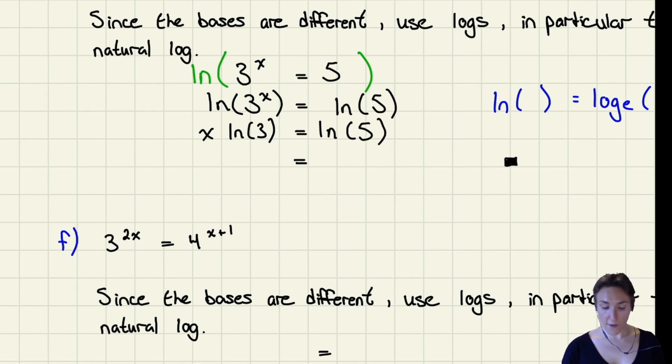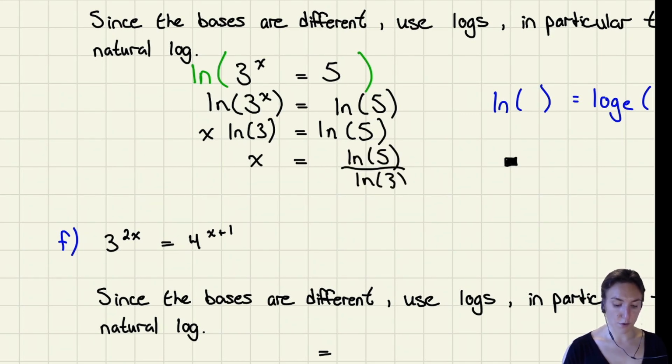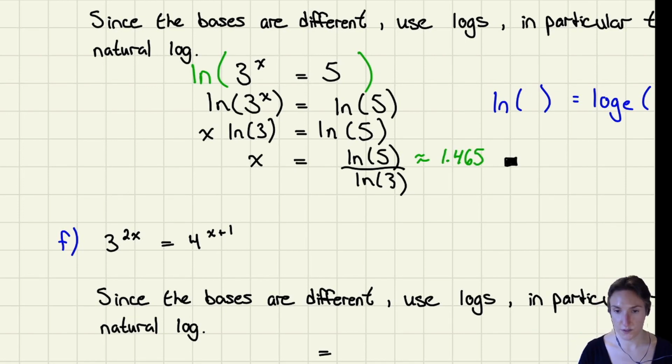Now remember, ln 5 and ln 3, these are actual numbers, okay? So I would highly recommend not putting these into your calculator because these are irrational numbers. What does that mean? It has infinitely many decimal places. I highly recommend that you leave it like ln 5 divided by ln 3. And if you want to know roughly what it's equal to, just so you can calibrate in your head how big it is, this is roughly 1.465.